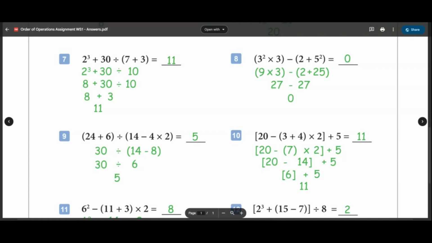On number 10, we had bracket 20 minus parentheses 3 plus 4 parentheses times 2 bracket plus 5. All right. So any parentheses? Yes, there's a big bracket sitting here that acts as a parenthesis. So I'm going to have to fix all of that inside first. So then we go inside.